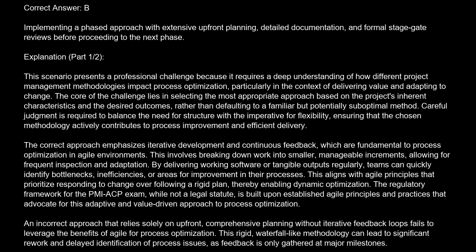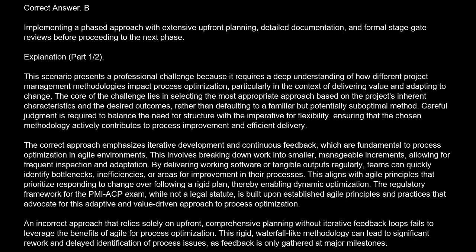By delivering working software or tangible outputs regularly, teams can quickly identify bottlenecks, inefficiencies, or areas for improvement in their processes. This aligns with Agile principles that prioritize responding to change over following a rigid plan, thereby enabling dynamic optimization. The regulatory framework for the PMI ACP exam, while not a legal statute, is built upon established Agile principles and practices that advocate for this adaptive and value-driven approach to process optimization.